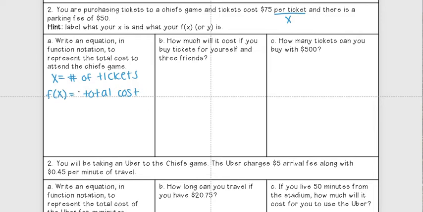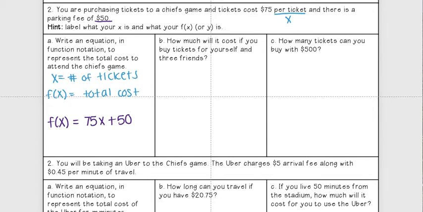So it tells me to write in function notation, so I have f of x is equal to. Now I need to use what it tells me in the problem. Well, it says it's $75 per ticket, so it's going to be 75x, since I'm going to pay $75 for every single ticket that I buy. And then there's a parking fee of $50. Well, that's just going to be a one-time payment, so I'm just going to add 50. And so there I have my equation. Okay, now I'm going to use this equation for the next two parts.